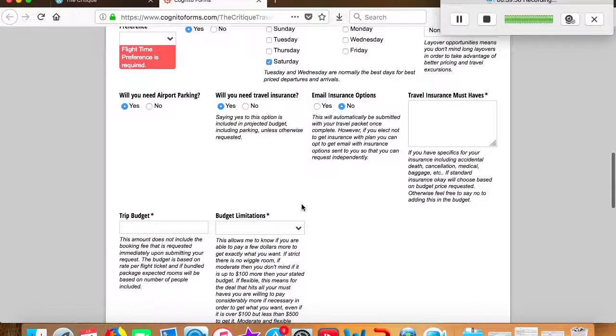If that's more work than you really want to do, and you just want the travel insurance, you can opt to also give me insurance must-haves. That helps me narrow down what I send to you. I will still email you the available options, but now I will email the options based on them providing what you put here as travel insurance must-haves.